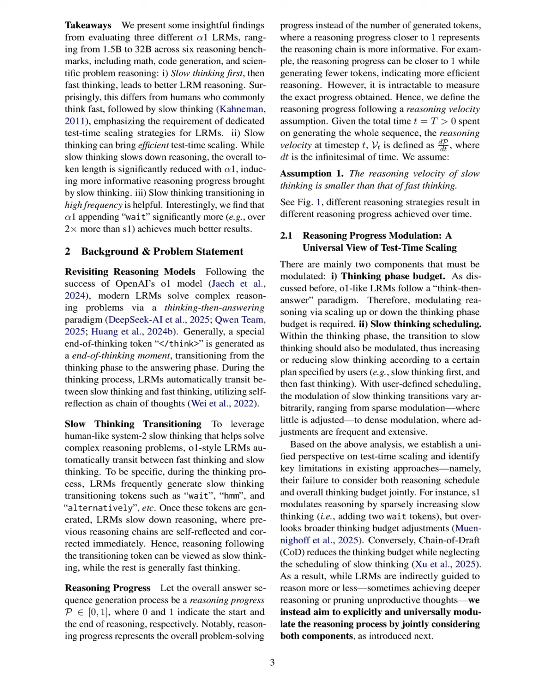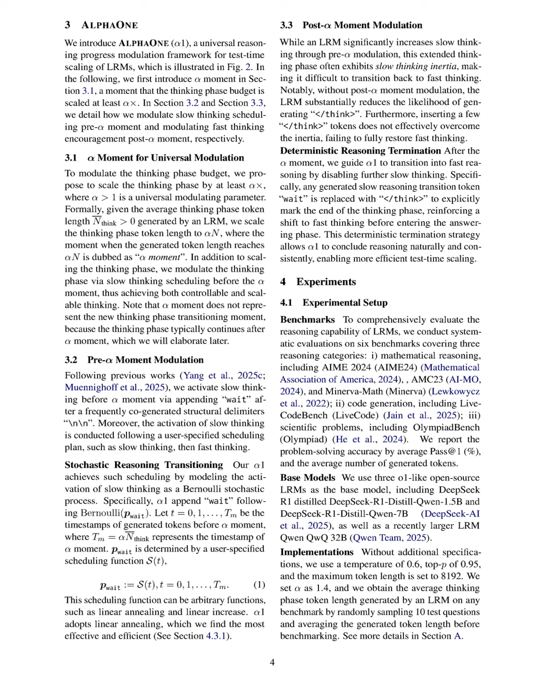The proposed ALPHAONE method works by implementing a universal reasoning progress modulation framework for large reasoning models, LRMs, at test time. First, it introduces the concept of the alpha moment, where the thinking phase is scaled by a factor of alpha greater than 1, allowing for a longer reasoning process.